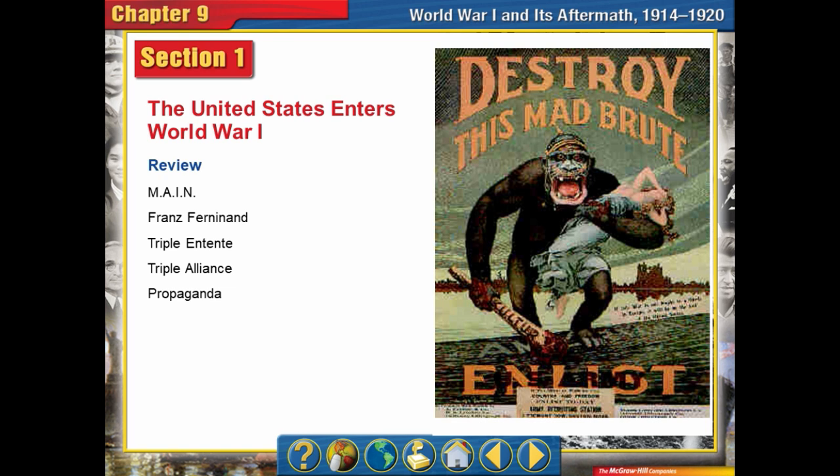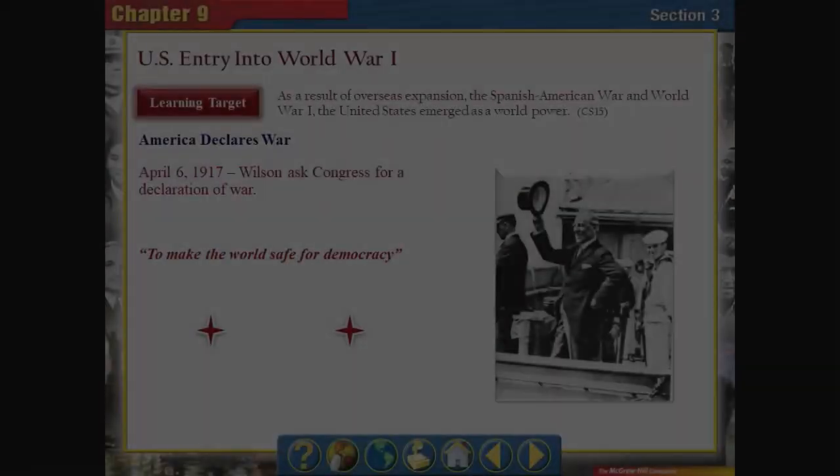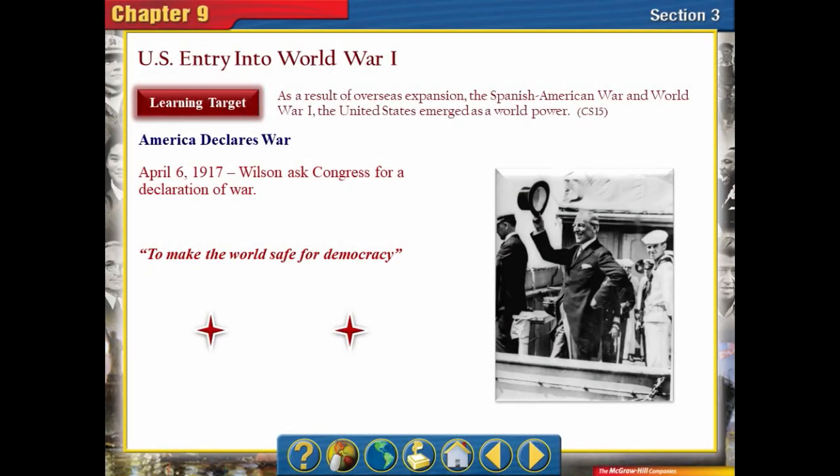And so these big events finally led President Wilson to address Congress asking for a declaration of war. So on April the 4th, President Wilson gave his speech, and he told Congress that we must enter the Great War to make the world safe for democracy. And then on April the 6th, the Congress voted, and they voted to go to war.